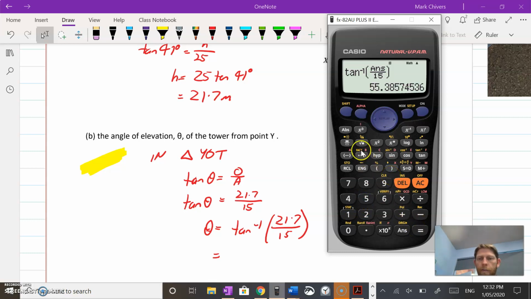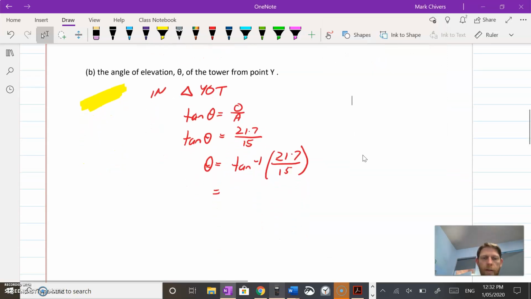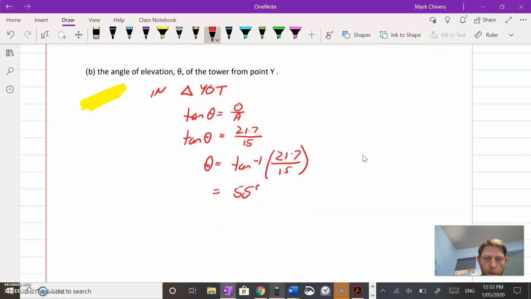So there's our angle of elevation. I'm going to do that to the nearest minute in this case, so 55 degrees, 23 minutes. And there's our angle of elevation. We might just say something like, therefore angle of elevation equals 55 degrees, 23 minutes.